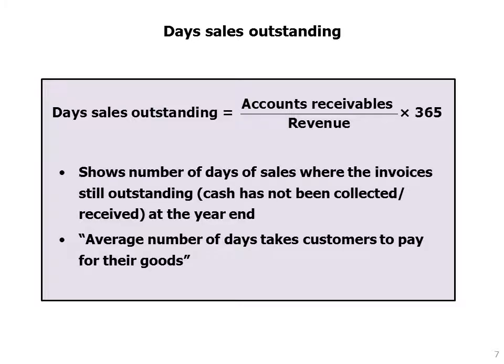and what this shows is the number of days of sales where the invoices are still outstanding, so that cash has not been collected from the customers for services that have been delivered at the year end. Or alternatively, we can express this as the average number of days it takes customers to pay for their goods.